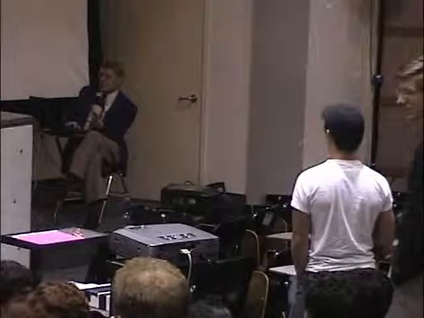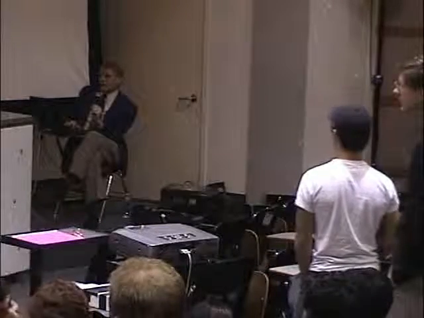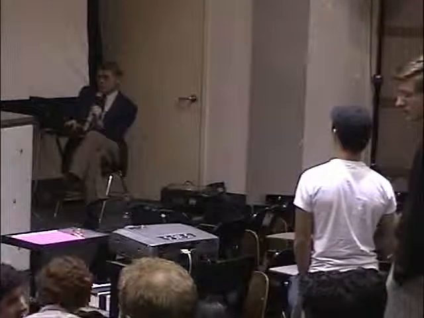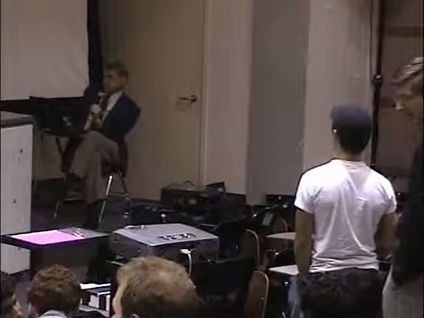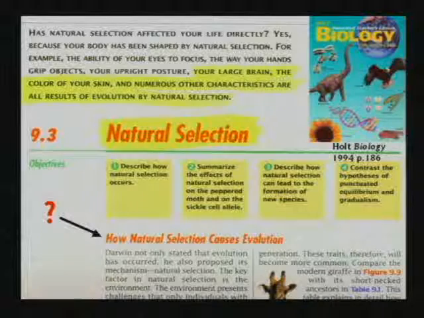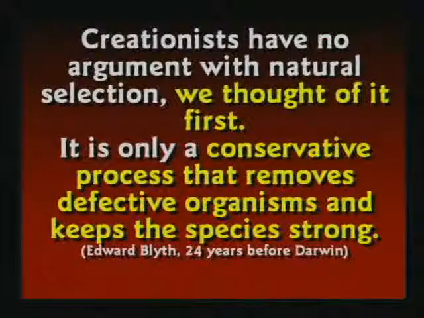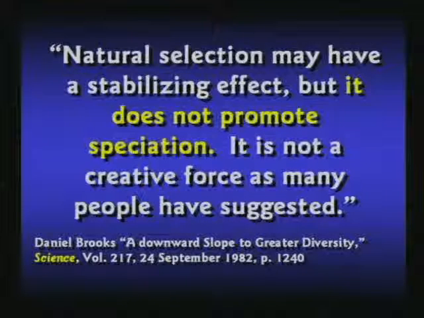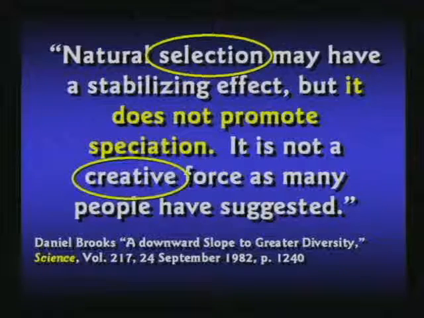And here's where the biologists absolutely go screwy in their thinking. They think natural selection is going to create something. This says natural selection causes evolution. That's a lie. It selects. Creationists have no argument with natural selection. We thought of it first. It's a conservative process that removes defective organisms. Natural selection may have a stabilizing effect, but it does not promote speciation. It is not a creative force. Science Magazine, Volume 217: natural selection can only act on biological properties that already exist.